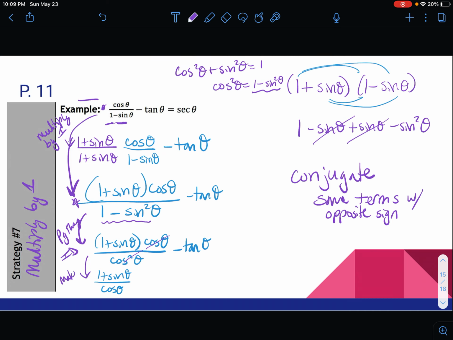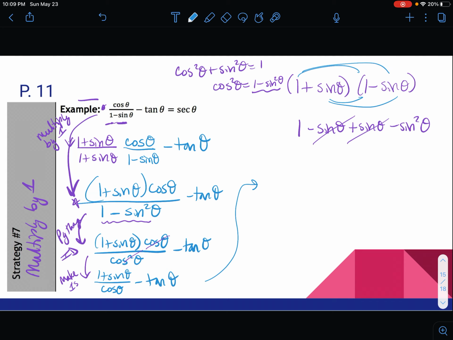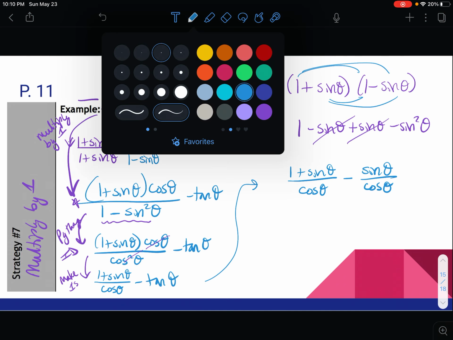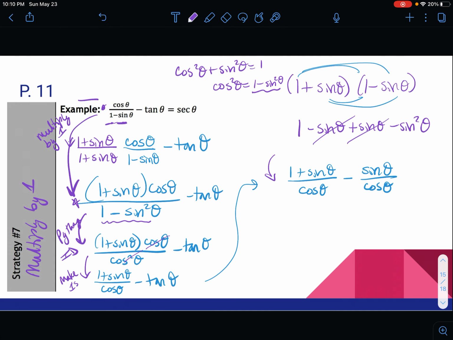Okay, I'm going to erase this conjugate here so I can have a little space. So moving along over here, let's write tangent in terms of sine and cosine. So I'm going to say 1 plus sine theta over cosine theta minus that sine theta over cosine theta. And the reason for that is going to be the quotient identity.